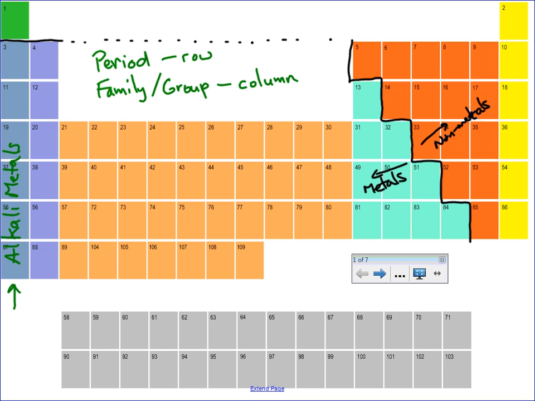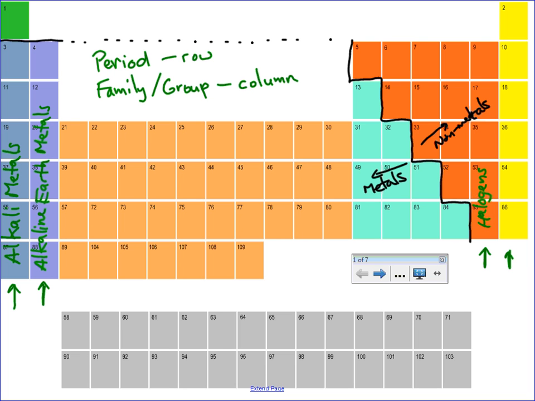The second group, this one right here, this group is called the alkaline earth metals. The alkaline earth metals. These are, again, metals. They're reactive, but not as reactive as alkali metals. Other columns to note that are important, the second last column, column 17, this is known as the halogens. So this column is the halogens, very reactive nonmetals, especially when put with alkali metals.